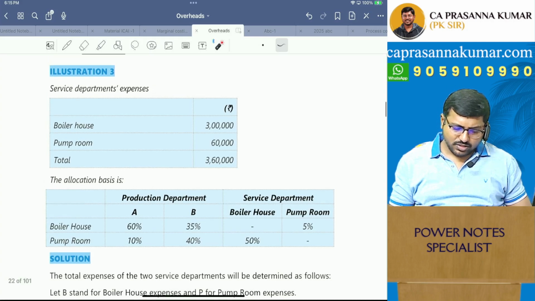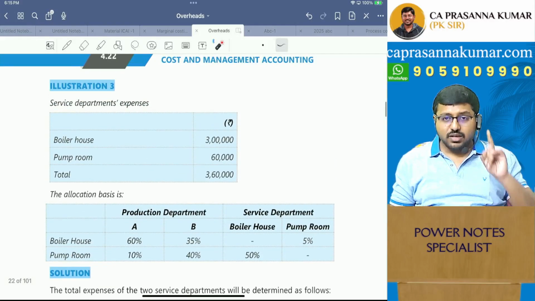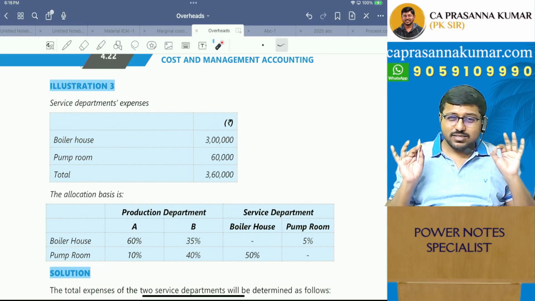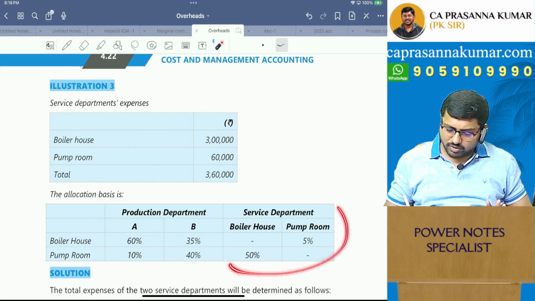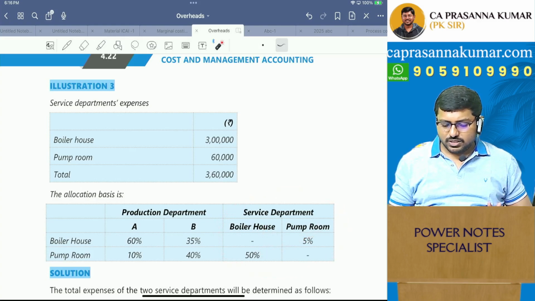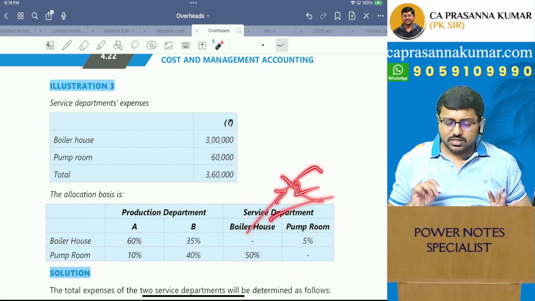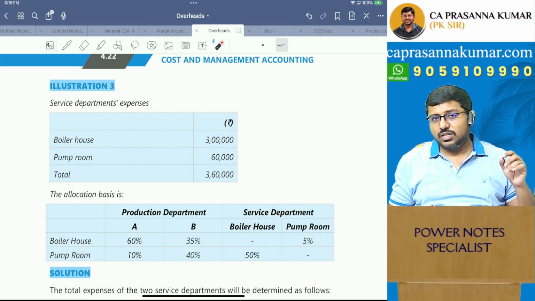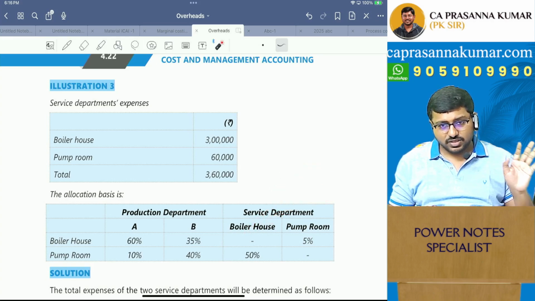All right guys, let's look into this illustration 3. We'll try to understand the simultaneous equations method. Now remember, most important point, you can apply simultaneous equations method only when the number of service departments is 2. If it is more than 2, you can't apply this method. You either go for repeated redistribution method or you go for trial and error method. As simple as that. First important point.